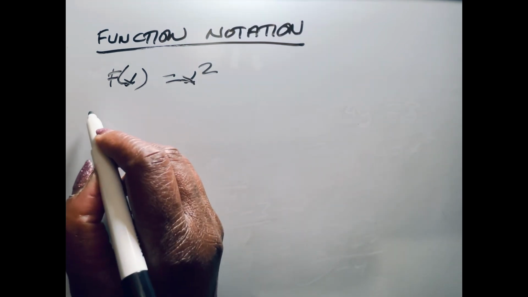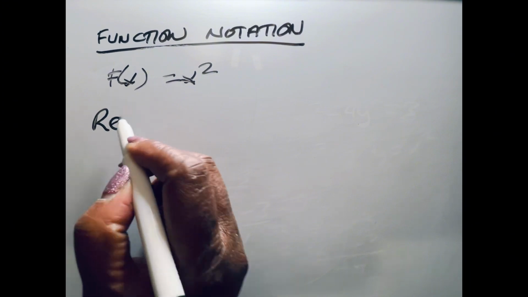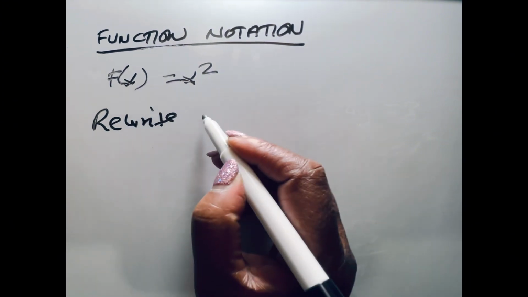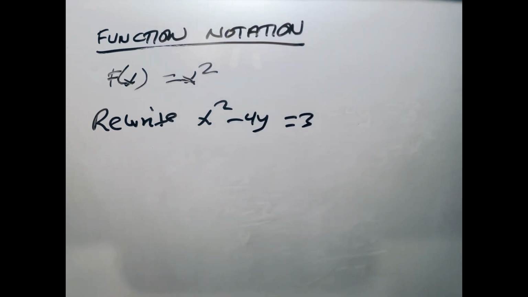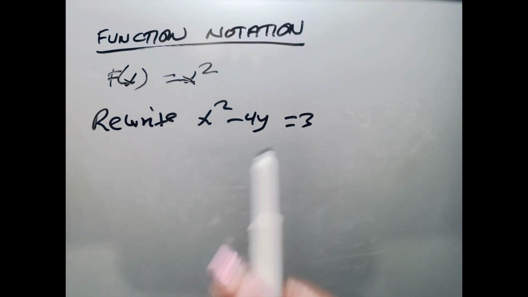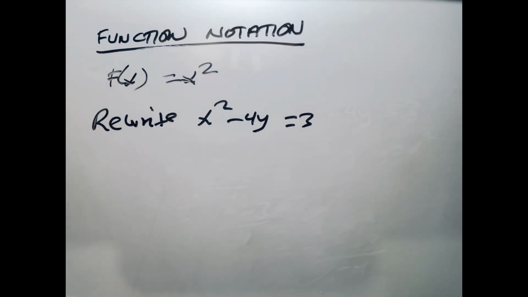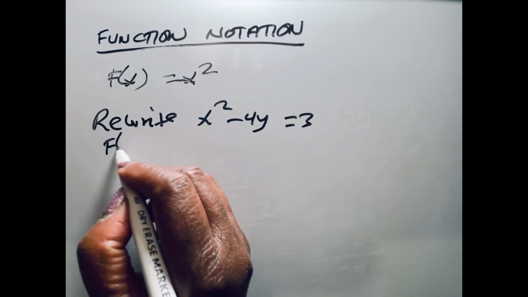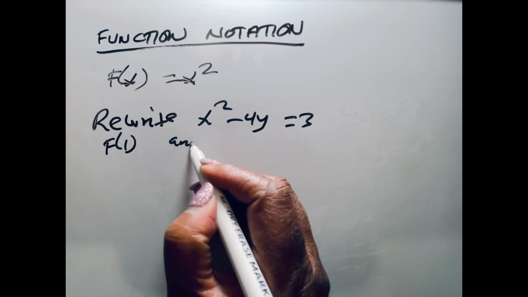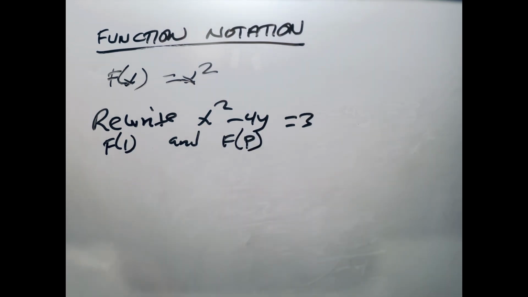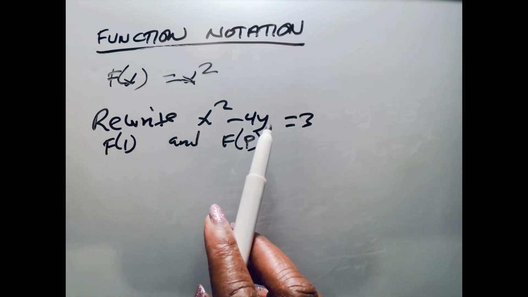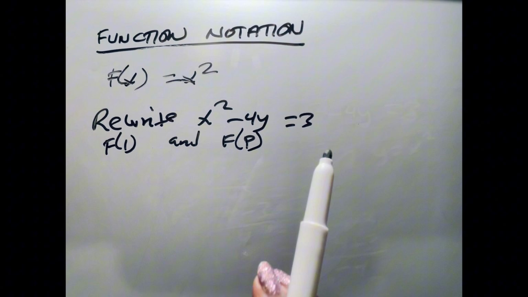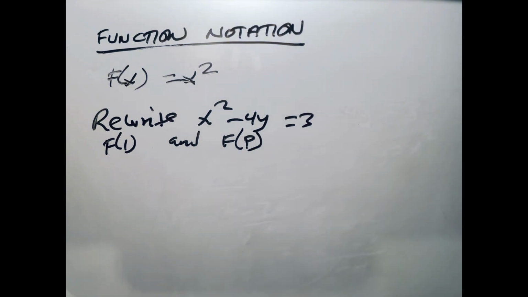So if we are given an equation and we are asked to rewrite x squared minus 4y is equal to 3 as a function. Rewrite x squared minus 4y equals 3 as a function, f, using function notation. Then find f of 1 and f of p. First of all, we want to rewrite this equation, x squared minus 4y is equal to 3, in function notation by solving it for y.